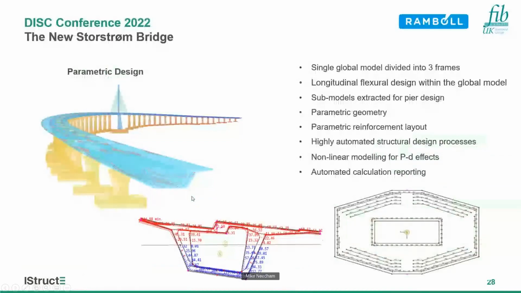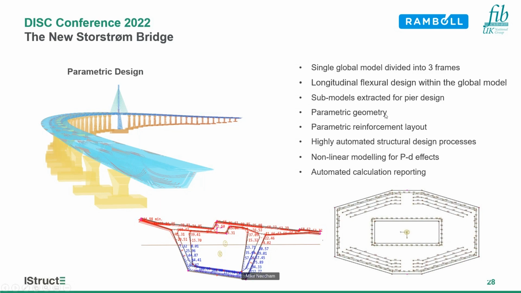So a brief discussion of the analysis and the way that was carried out. For this, we decided quite early to use a single global model for the full 4-kilometer length, but divided into the 3 frames that we discussed earlier. So the north approach, the south approach, and the cable stayed could all be isolated as separate global models if required. The longitudinal flexural design was all done within this global model. That includes modeling things like creep, shrinkage, pre-stress, the construction sequence. So it was a very big model. It took a very long time to run, and it had a lot of load cases and foundation conditions built into it.